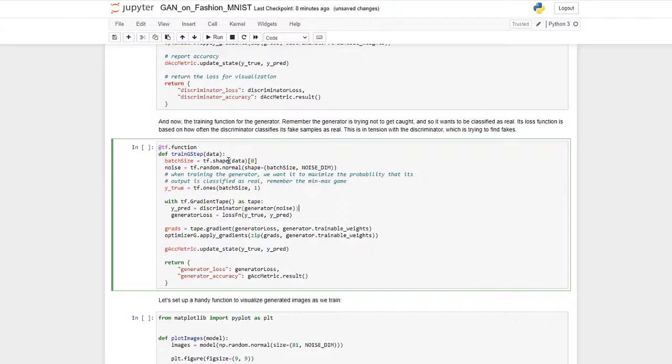Again, we extract the batch size from the shape of the input data. We set up a noise vector that matches that batch size. And we just set up a vector of 1s because we're measuring how well we are doing at being classified as real. That's what 1 represents.